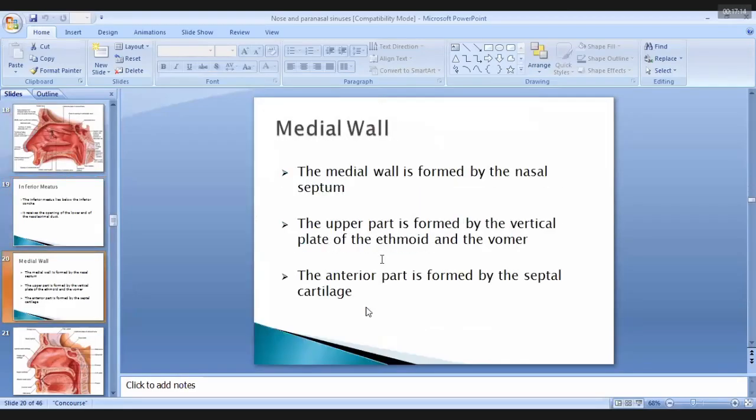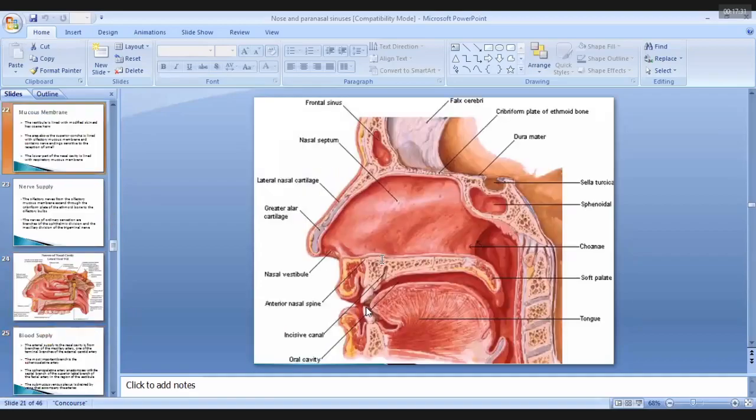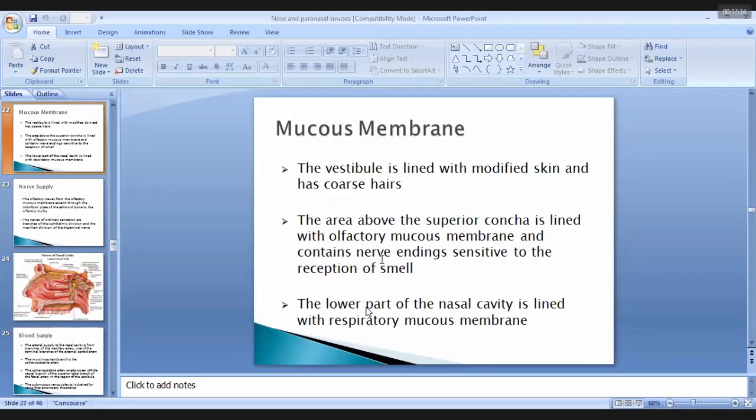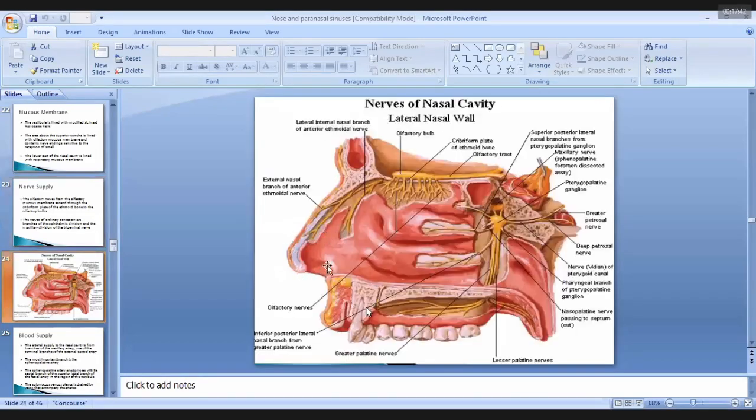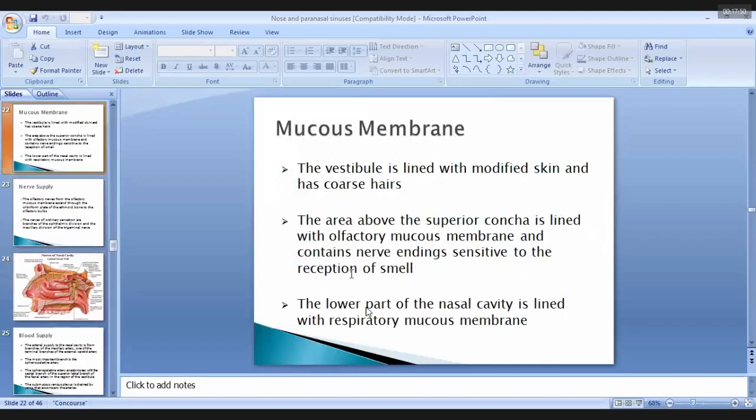Now, the medial wall of the nasal cavity is formed by the nasal septum, which has already been discussed. This nasal septum is composed of three structures: anteriorly the septal cartilage, and on the posterior aspect the vertical plate of the ethmoid bone and the vomer. Now, the mucous membrane of the nasal cavity: only the anterior part, known as the vestibule, is covered by a specialized type of skin that contains numerous hairs. The remaining part of the nasal cavity is covered only by the mucous membrane.